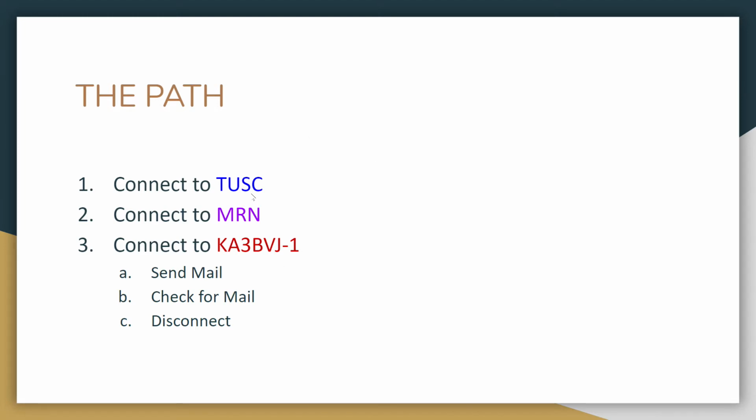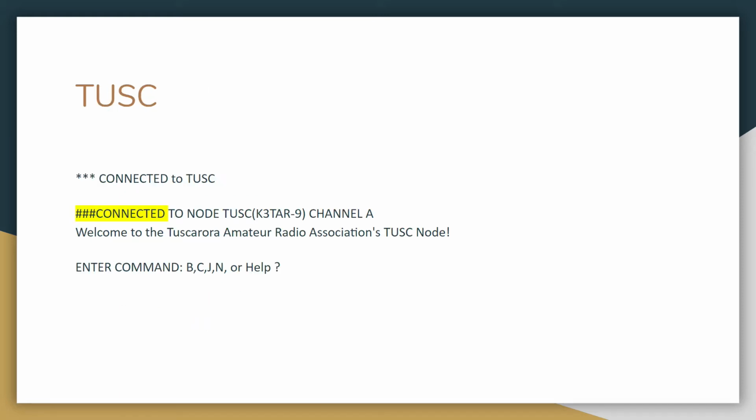So I have to connect to the Tuscarora node called TUSC. Then I have to issue a connect to MRN, and then I can connect to his mailbox, send him mail, check for mail, and then disconnect. So in Outpost, what we have to do is tell it what it's looking for. When I issue a connect, this is what I actually see.